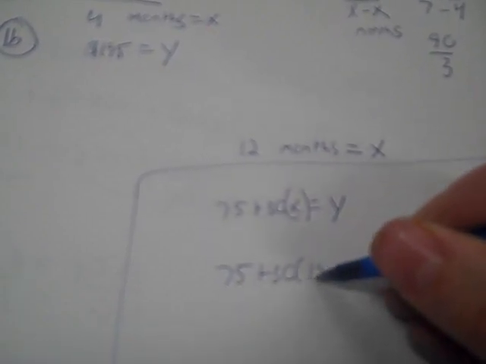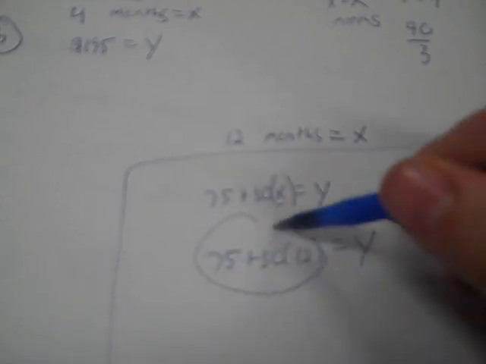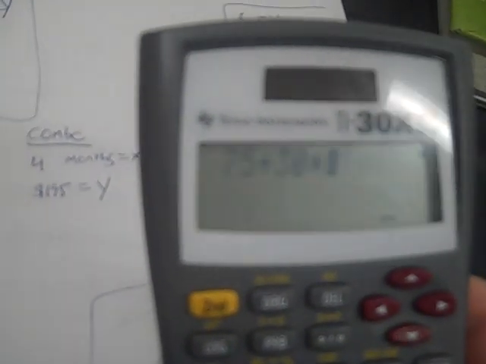and months is x. Okay, so I replace x in this problem. And my y variable has no operations with it, so I just plug that in on the calculator. 75 plus 30 times 12 is 435.